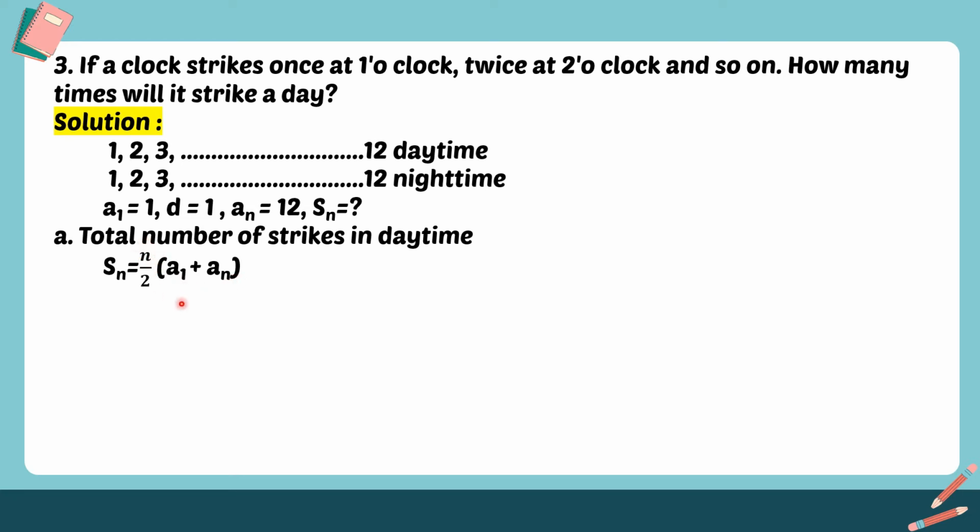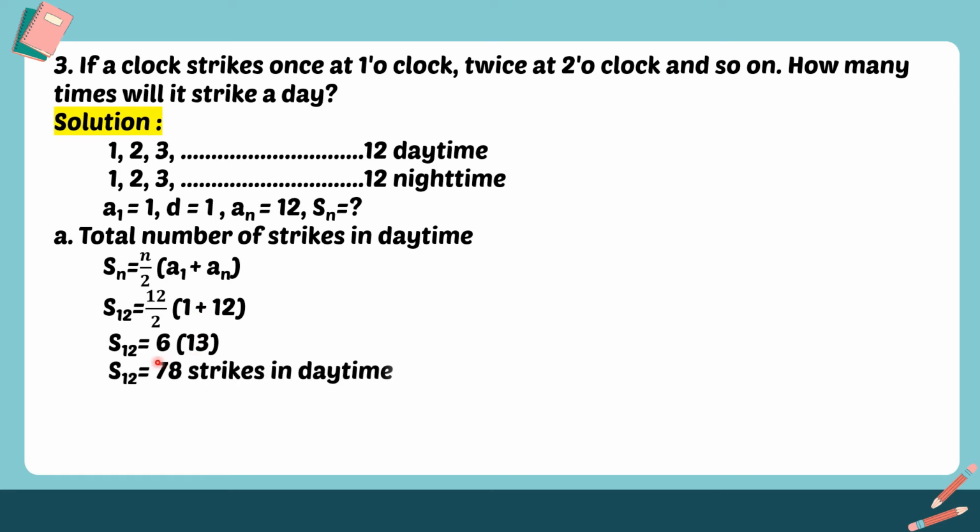Substitute tayo ng n, which is equal to 12. A sub 1 na 1, a sub n na 12. So, 12 divided by 2, that is equal to 6. 1 plus 12 is 13. 13 times 6, that is 78. So, we have 78 strikes in daytime.